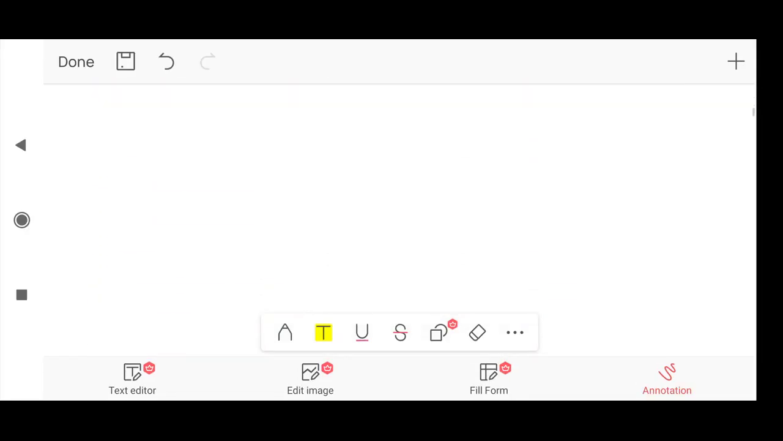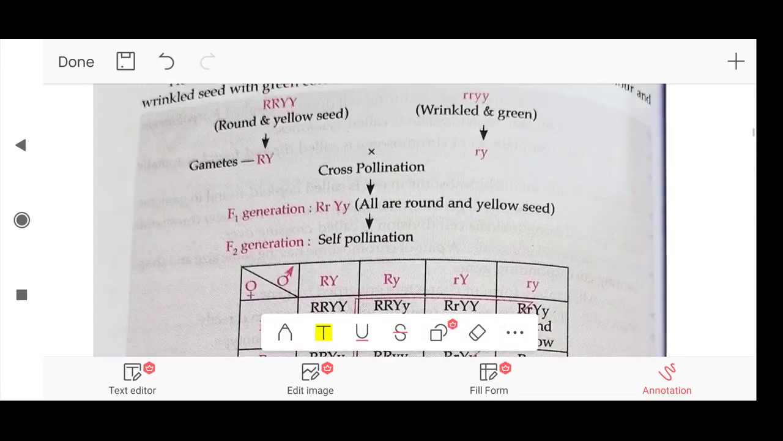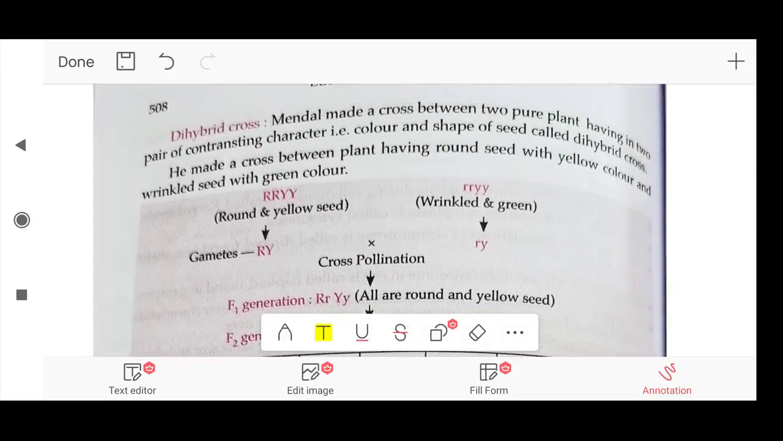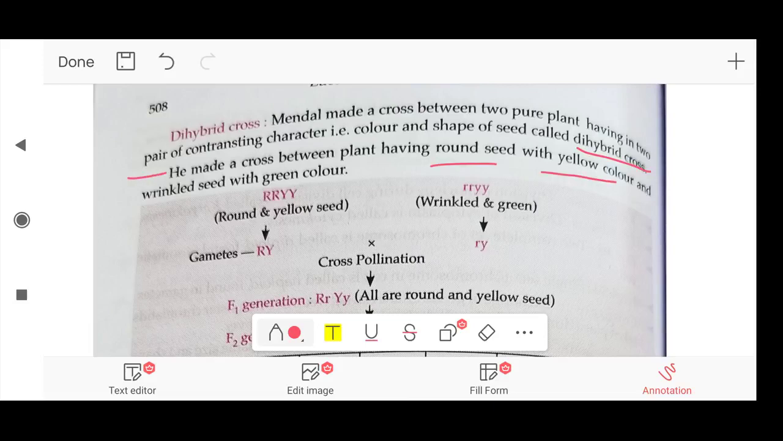Now the dihybrid cross. Mendel made a cross between two pure plants having two pairs of contrasting characters. In the monohybrid cross, we took one pair of contrasting characters, which was just the height. But here we are taking two pairs of contrasting characters. One is the color and the other is the shape of the seed, called a dihybrid cross. He made a cross between a plant having round seeds with yellow color and a plant with wrinkled seeds with green color. Round and yellow seed is capital R capital R, capital Y capital Y. Wrinkled and green is small r small r, small y small y.